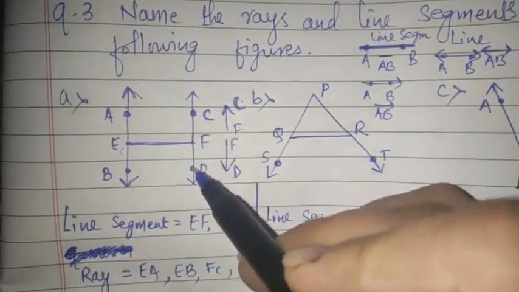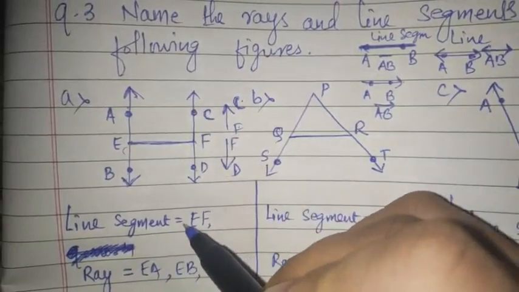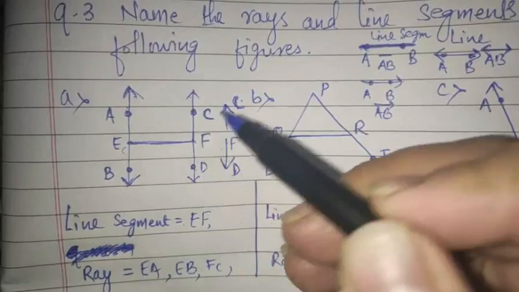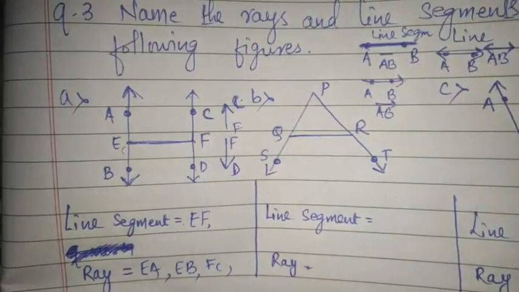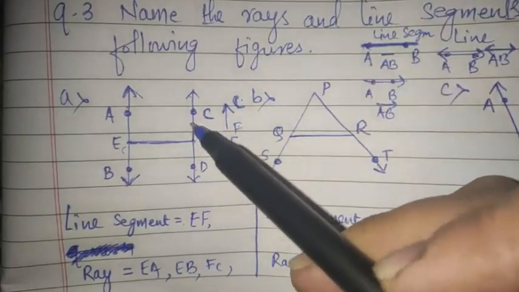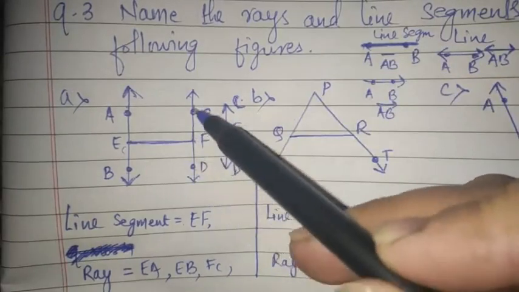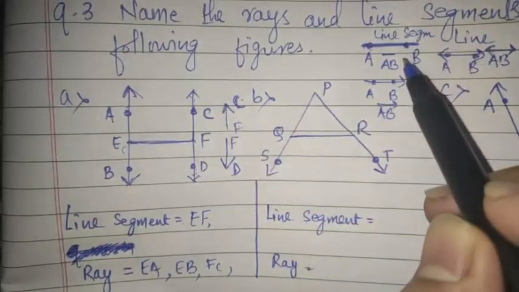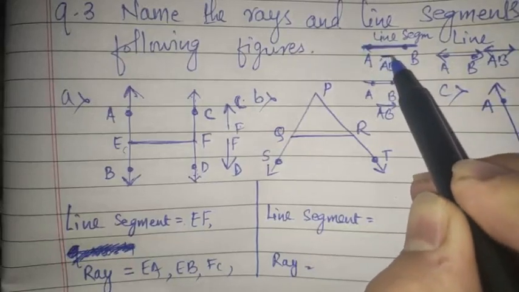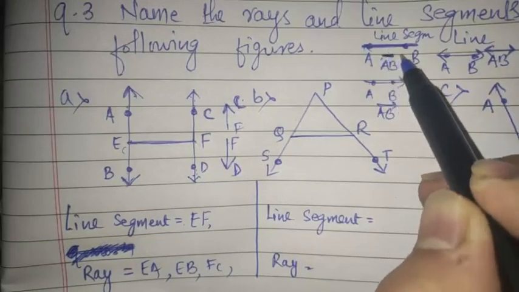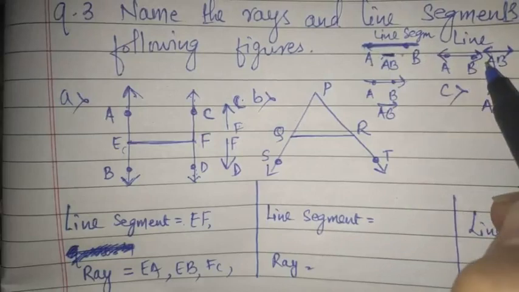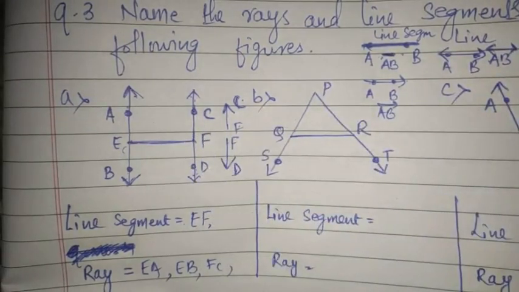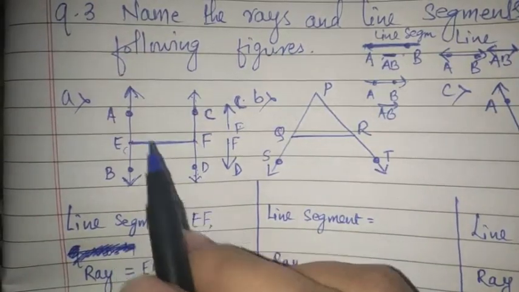CD cannot be written as a line segment or ray, because a ray cannot go in two directions. A ray shows one direction, and it is not a line segment. CD is not a line segment. Why? Because a line segment has only a bar sign, without any arrow mark, but a line has both side arrow marks, so it will not be a line segment. So here we have only one line segment.